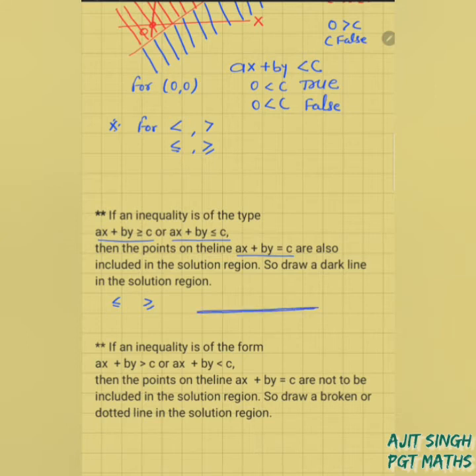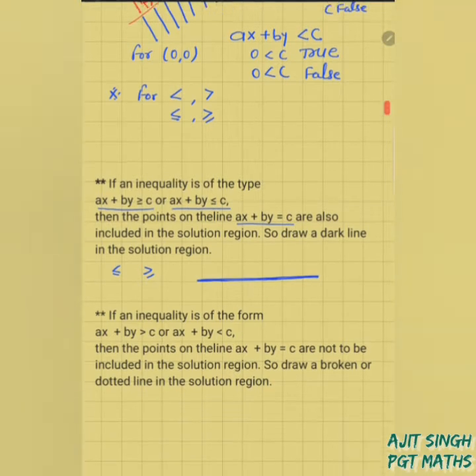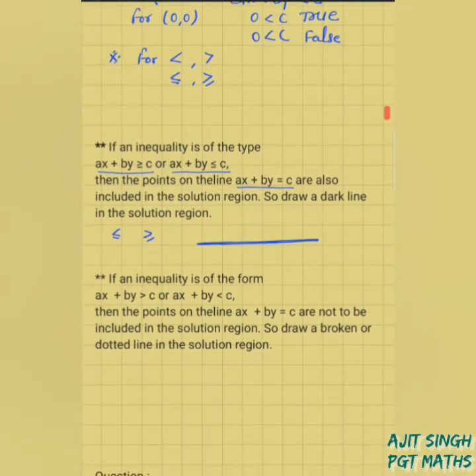to represent the equation of line. Whereas if the inequality is of the form ax plus by greater than c or ax plus by less than c, then the points on the line ax plus by equal to c are not to be included in the solution region. These points will not be included in the solution region. Draw a broken or dotted line. So for the cases where the less than and greater than signs are in the inequality, we will draw dotted lines only. It means the points of the line will not be included in the solution region.